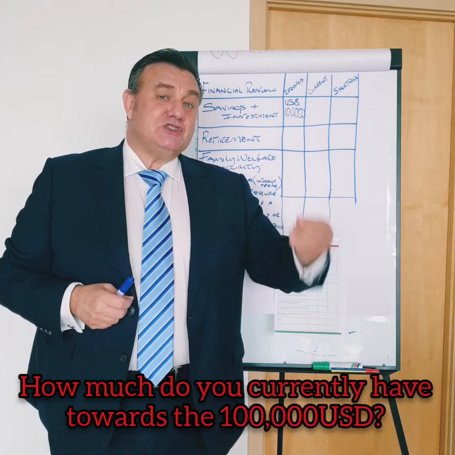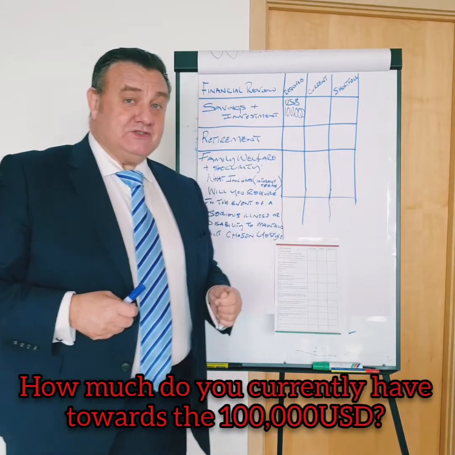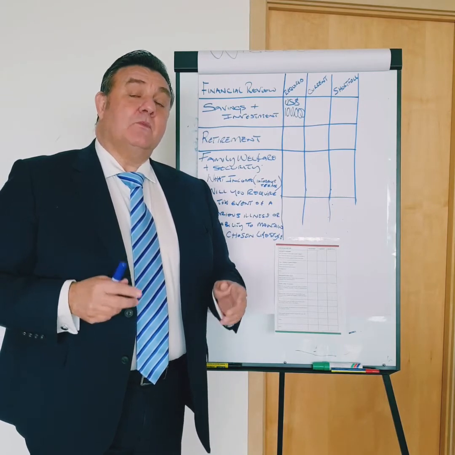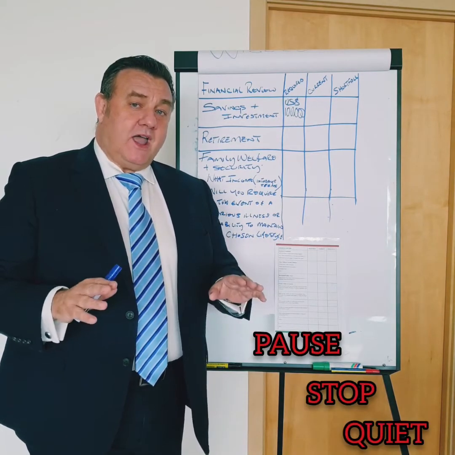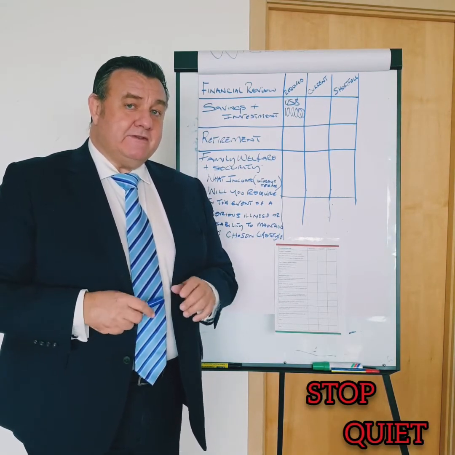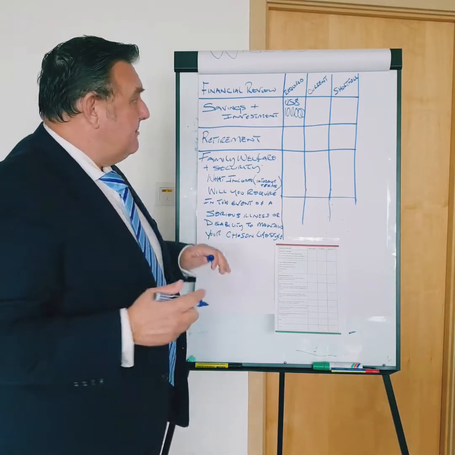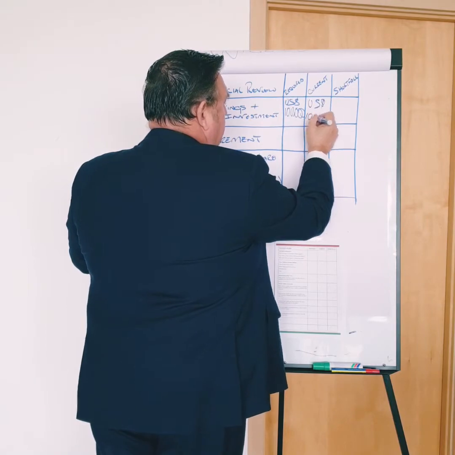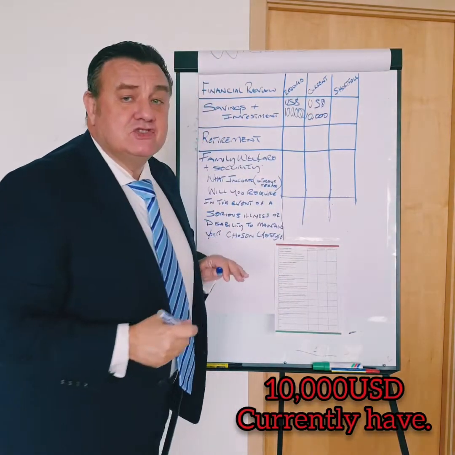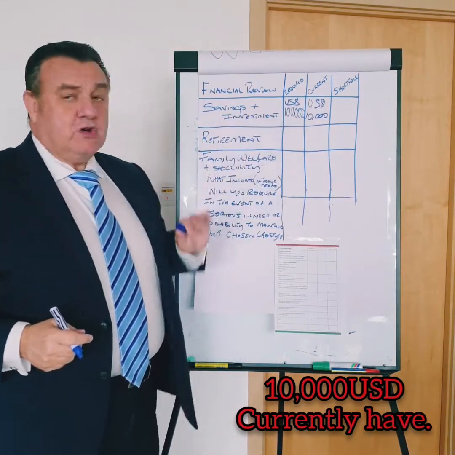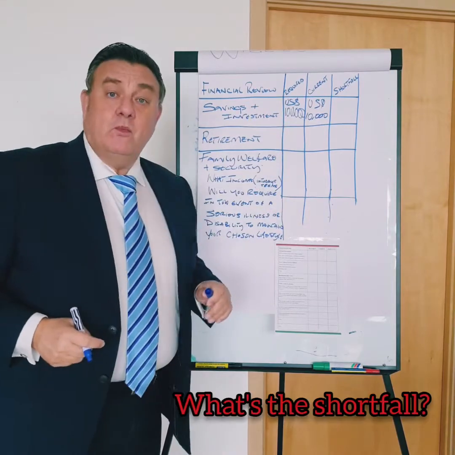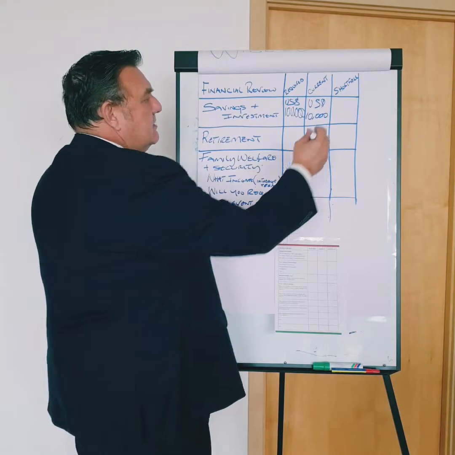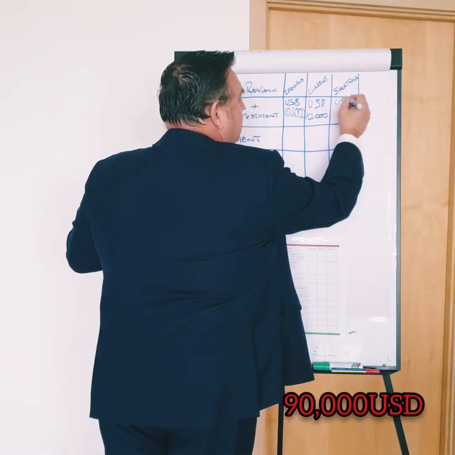Mr. Client, how much do you currently have towards the 100,000? And we pause and we stop and we're quiet. We're waiting for them to come up with a figure. Let's say they come back with a figure of $10,000. So they want 100, they've got 10,000. What's the shortfall, Mr. Client? Ask the client to see what the figure is.